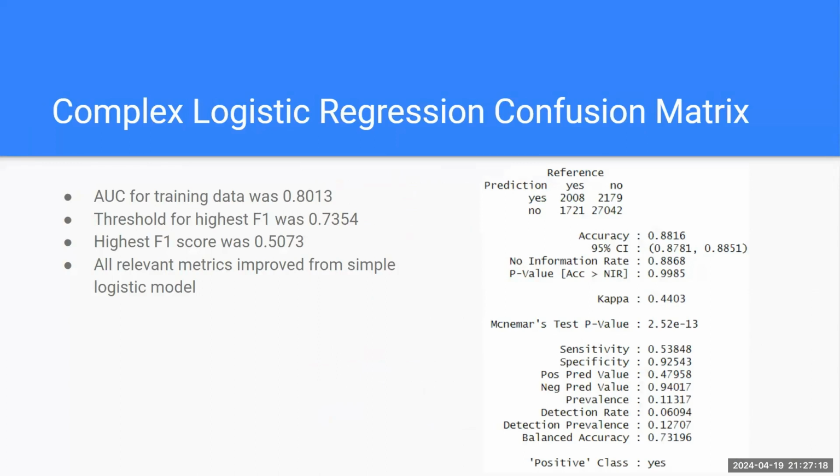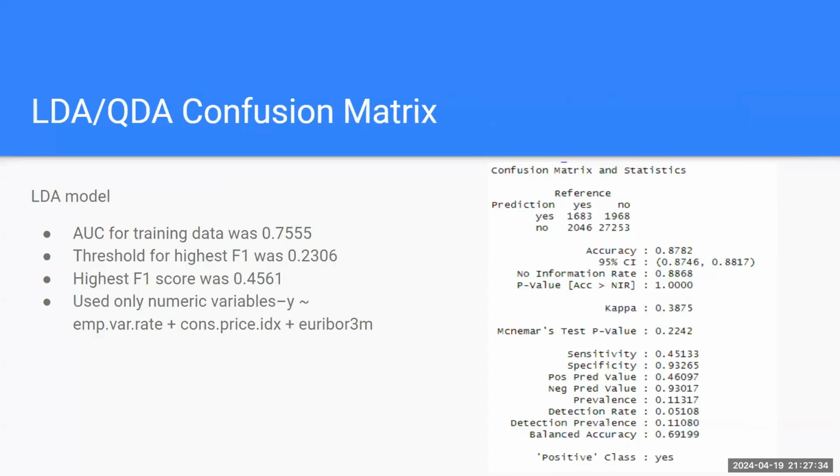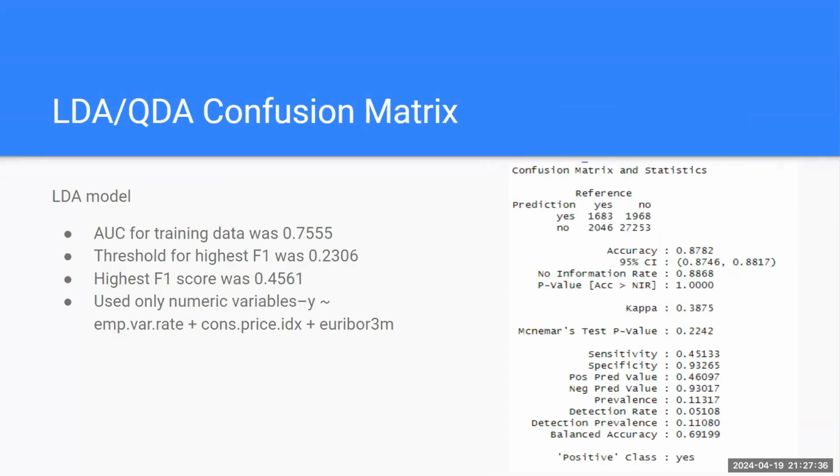Across the board, the different metrics of sensitivity, specificity, PPV, and NPV all increased slightly for the training data, and we will show the result of the testing data later on. Now I'll pass off to Dami, who will talk about other more complex models that we investigated.